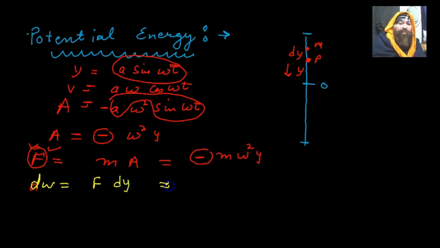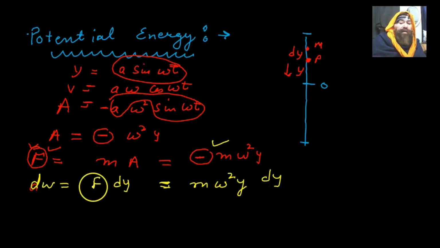So what is F? How much force are we applying? Not minus. What is the force we are applying? m omega square y. Why not a negative sign? Because that was towards the mean. We are applying a force against this, along the up direction, away from the mean. So the force is m omega square y, and dy.